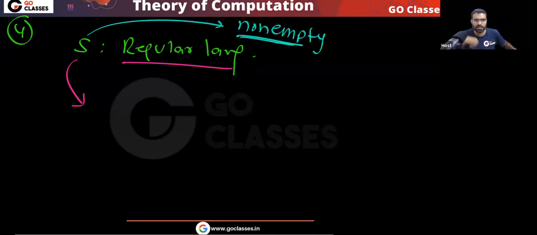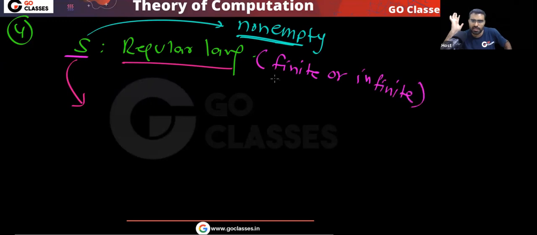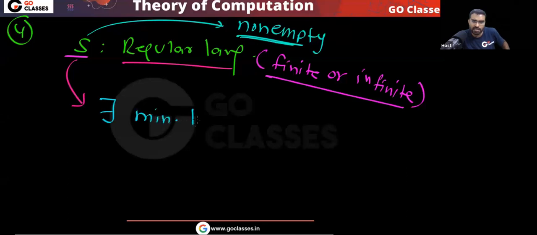You tell me, if S is non-empty, can I say there is a minimum length string? S is a regular language. It can be finite or infinite, but whatever language you take, there exists a minimum length string in S. Whatever language you take, finite or infinite, you will always have some smallest string, yes or no? At least one smallest string will always be there. You tell me one more thing.